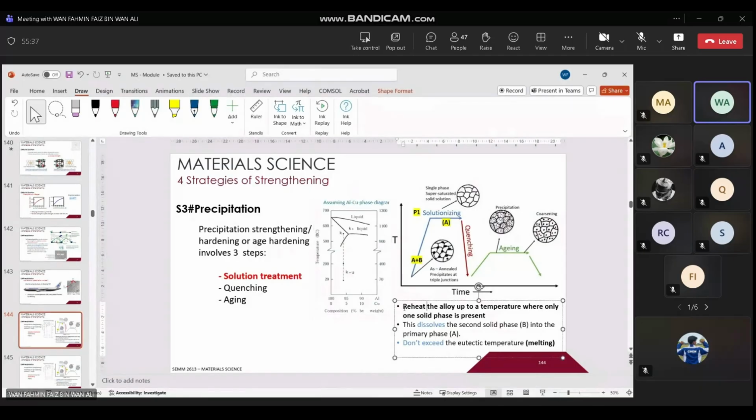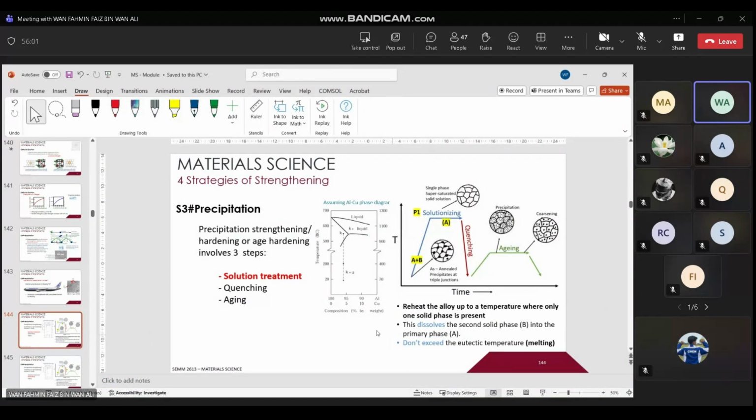So the first step in precipitation is you need to heat the alloy until you get one solid phase only. Okay. And then you can go up to the eutectic temperature. Eutectic temperature is a new terminology, so you're going to see it a lot in chapter 6 and chapter 7. Eutectic is a phase transformation from the solid to the liquid.